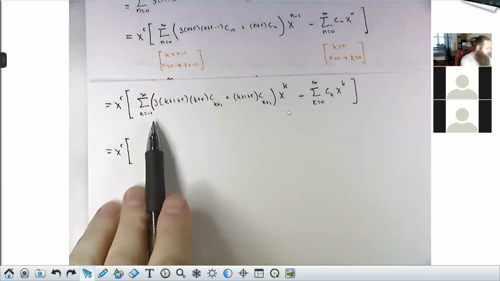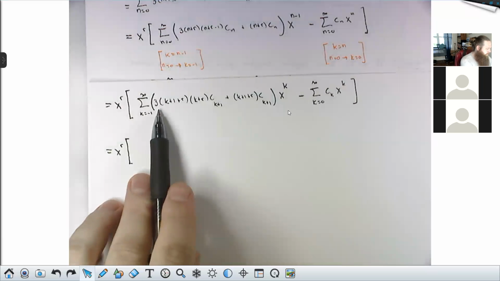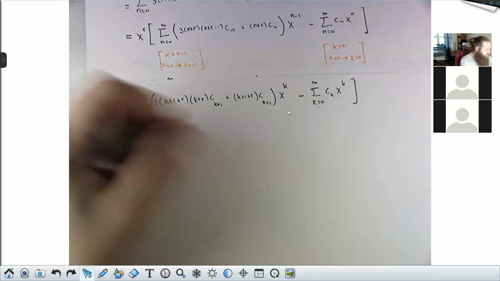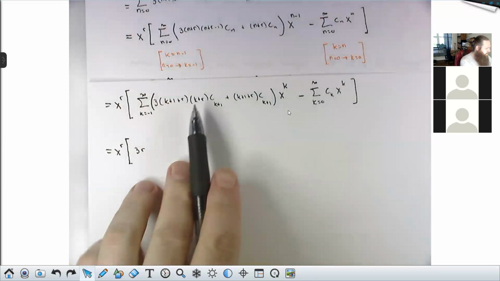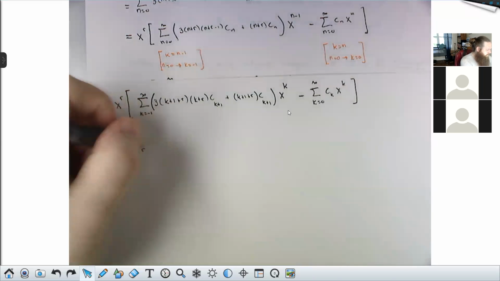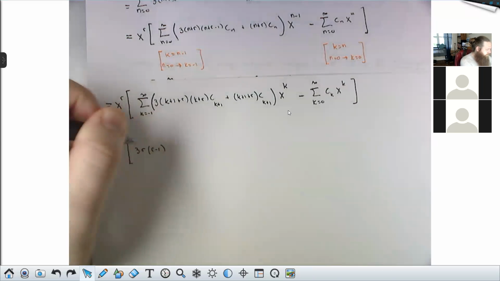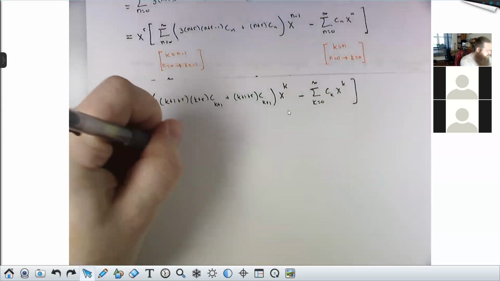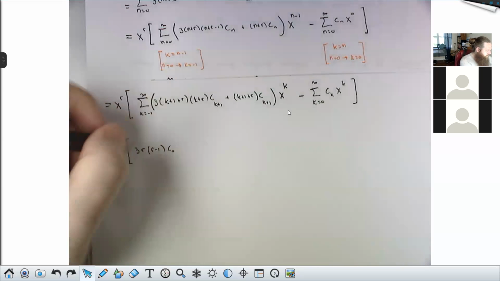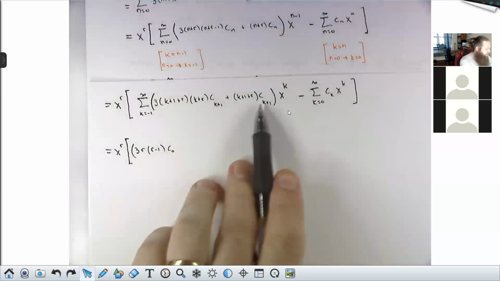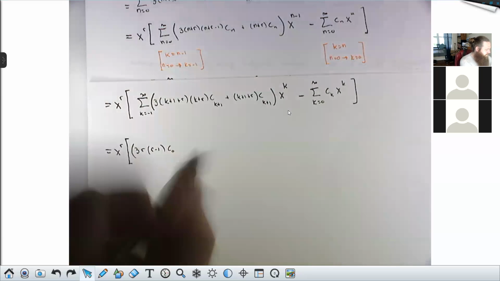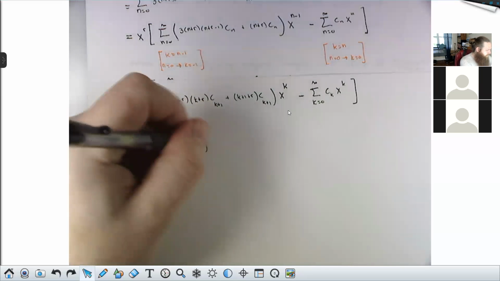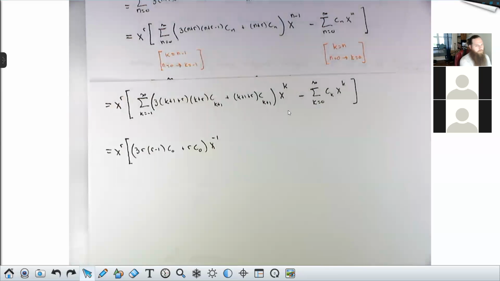When k is equal to -1, what do I get? That's 3 times -1 plus 1 is 0 plus r. So that's 3r. K plus r would be -1 plus r, or r minus 1. C, -1 plus 1 is C0. Plus k plus 1 plus r. When k is -1, that's 0 plus r, just plus r C0 times x to the -1st power.